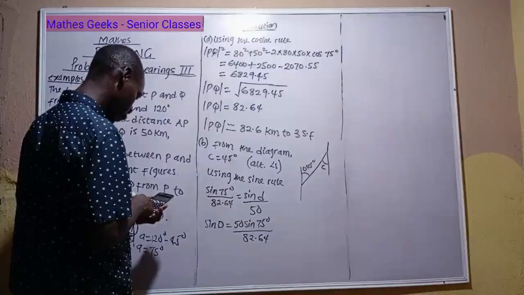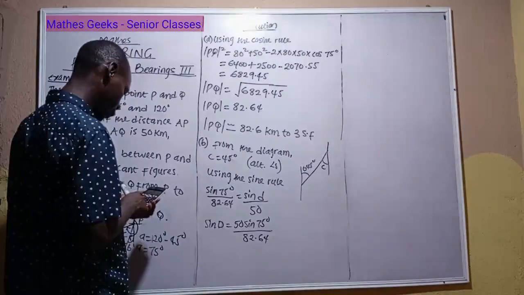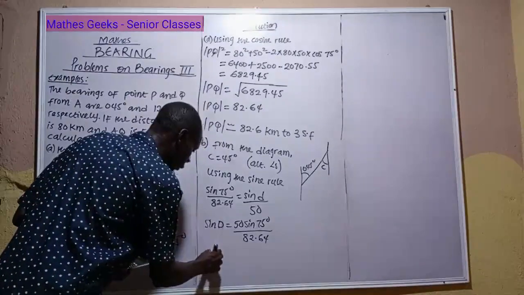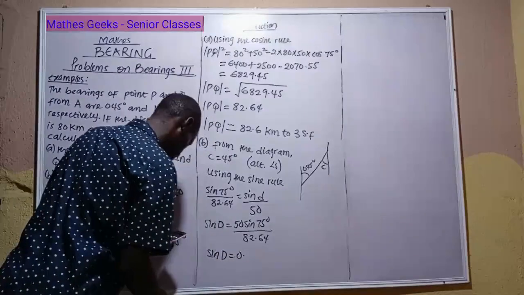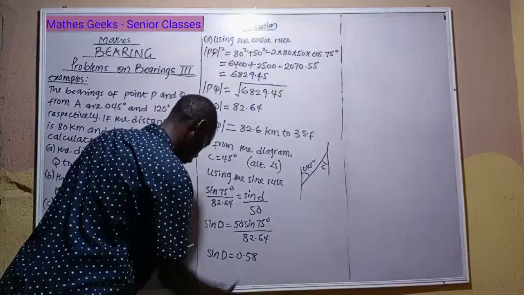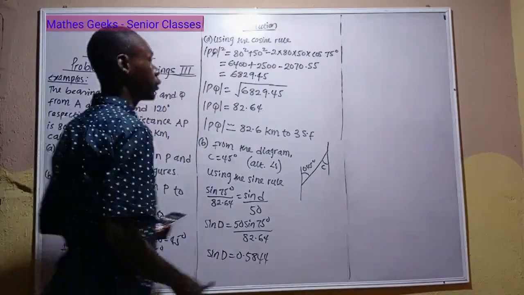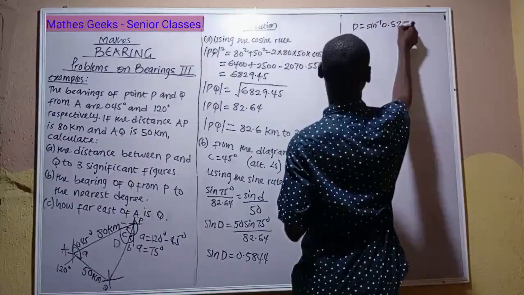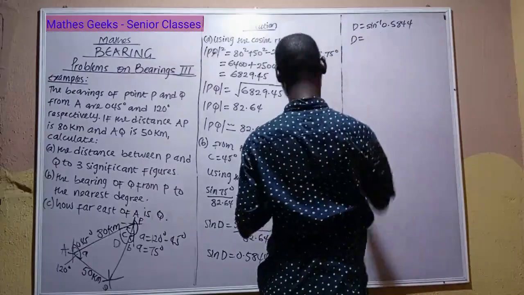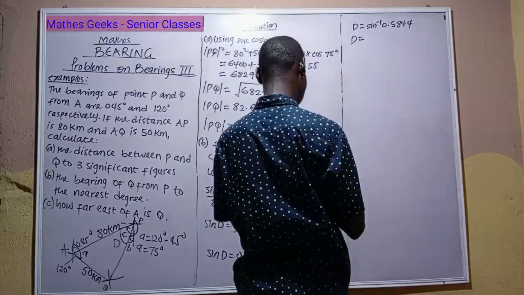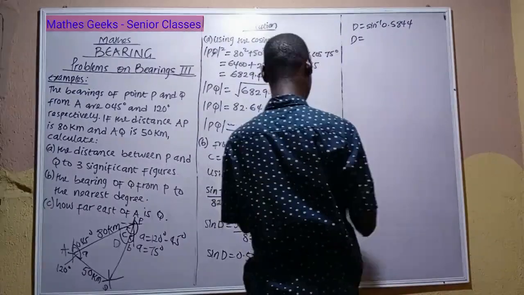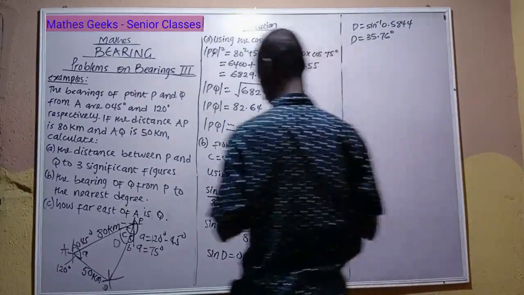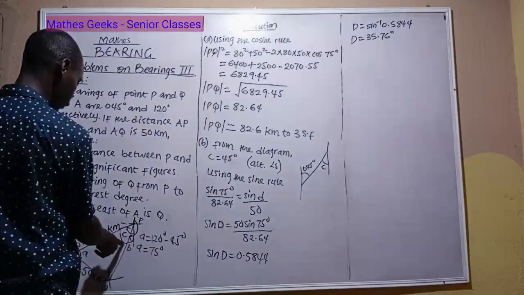50 sine 75 divided by 82.64. So sine D is equal to 0.5844, and D is equal to arc sine 0.5844, which is 35.76 degrees. So now we've gotten this angle, which is from this line to this line.